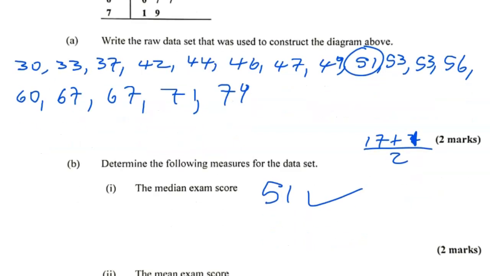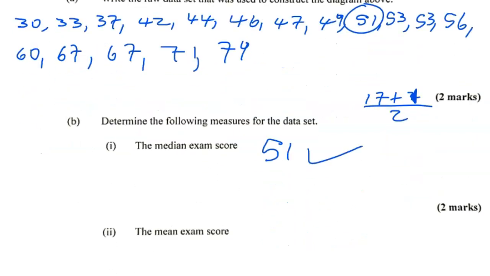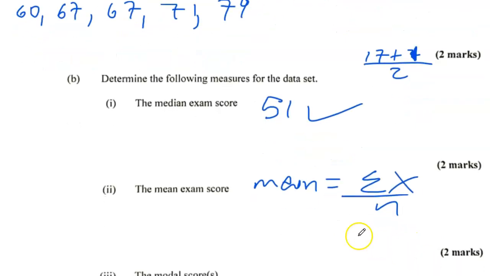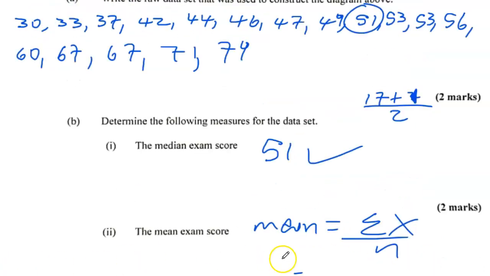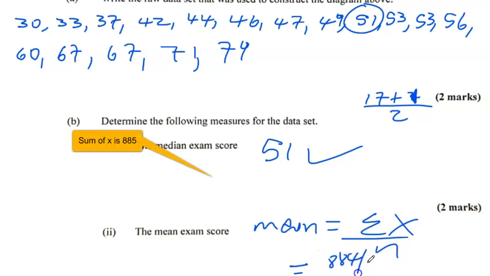Next, we're asked to find the mean. To get the mean, add all the numbers and divide by 17. Remember, there are 17 numbers. So the mean is the sum of all the numbers divided by n. When we add all these numbers, we get 884, and there are 17 of them. So the mean should be 52.